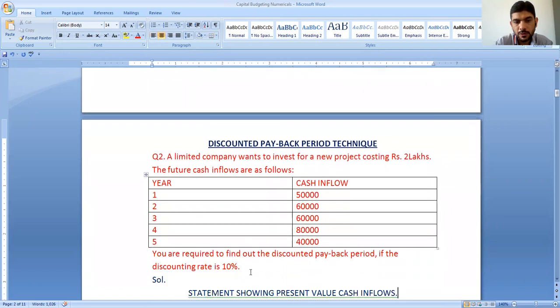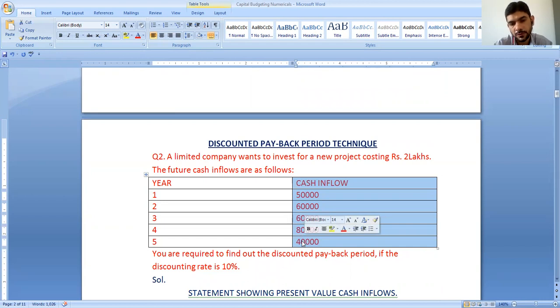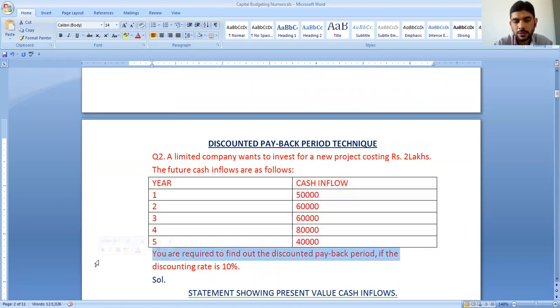So here we are having a question. The question is: a limited company wants to invest in a new project costing rupees 2 lakh. The future cash inflows are as follows. Cash inflows for year 1 to year 5 are 50,000, 60,000, again 60,000, 80,000 and 40,000. They are asking to find out the discounted payback period if the discounting rate is 10%.